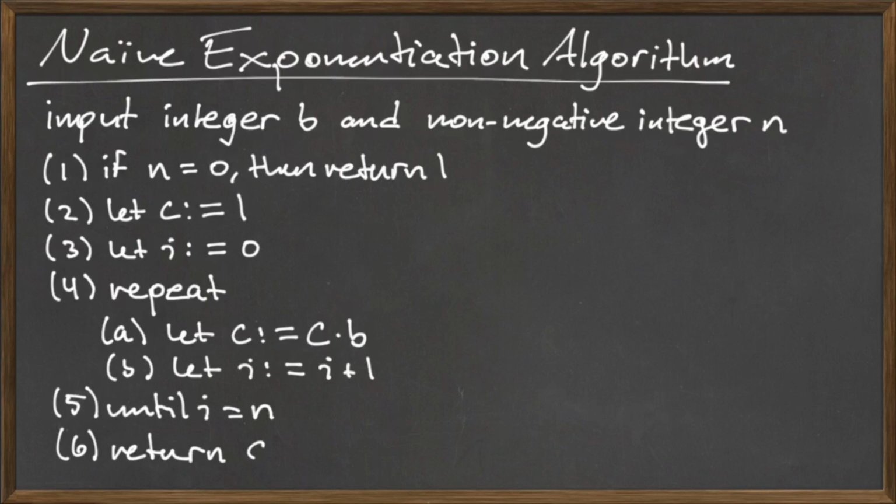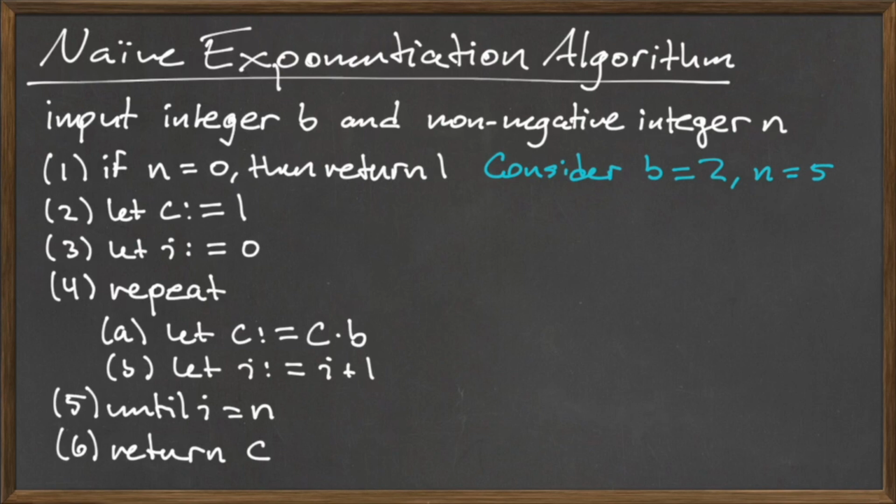Let's run this algorithm with the inputs b equals 2 and n equals 5. The first step in this algorithm is the conditional statement: if n is equal to 0, then return 1. Our input value for n is not 0, so we skip step 1 and proceed.